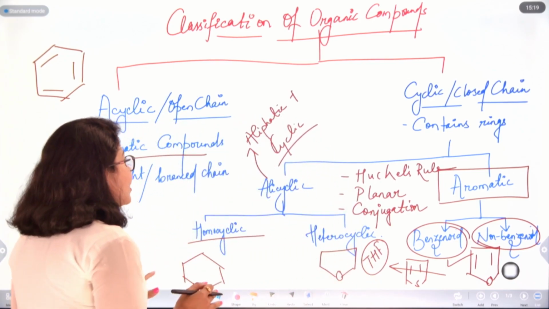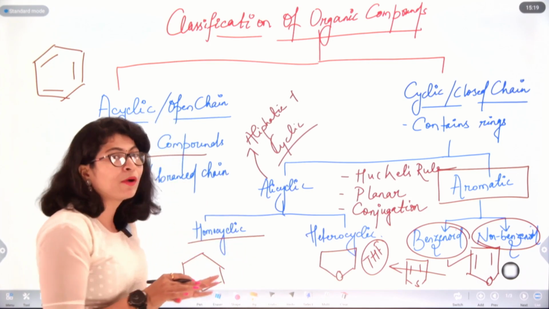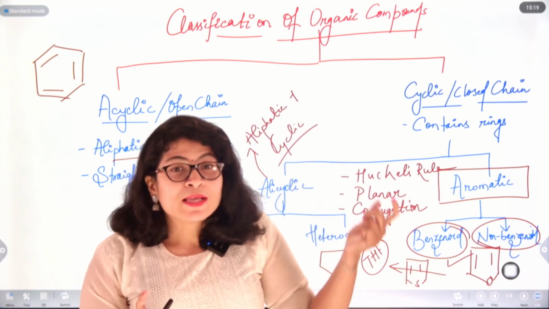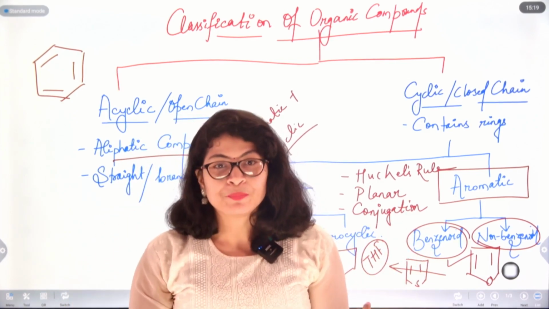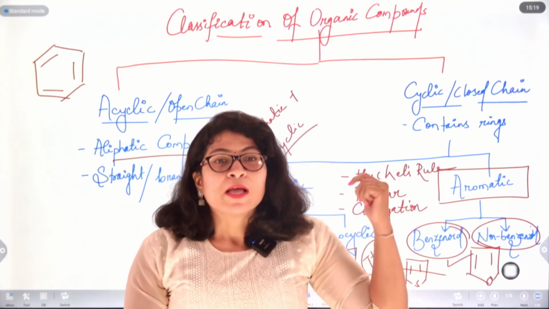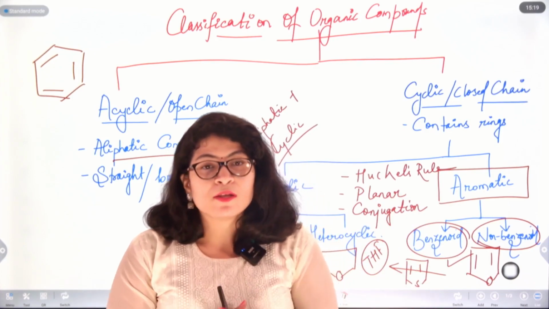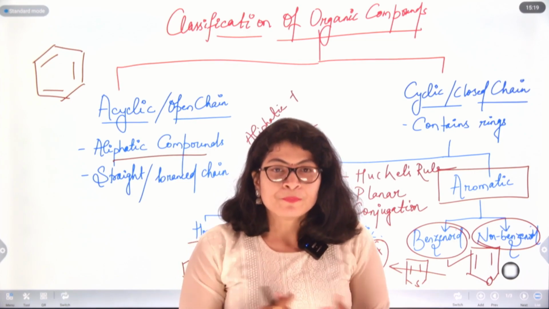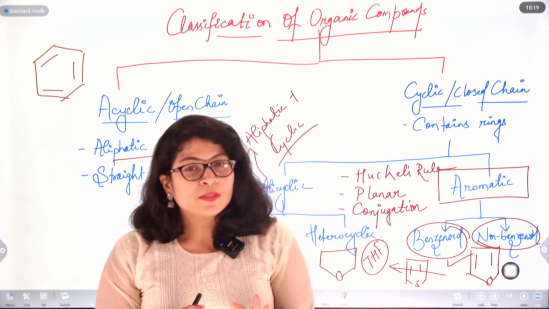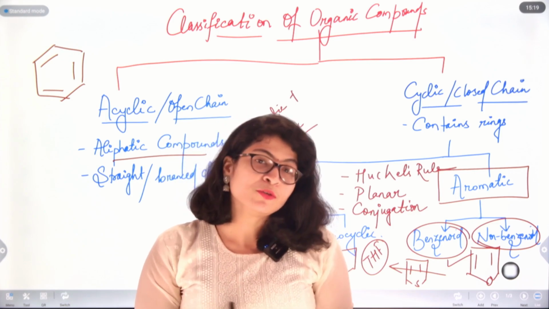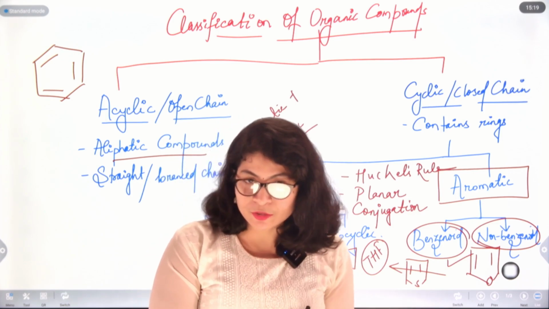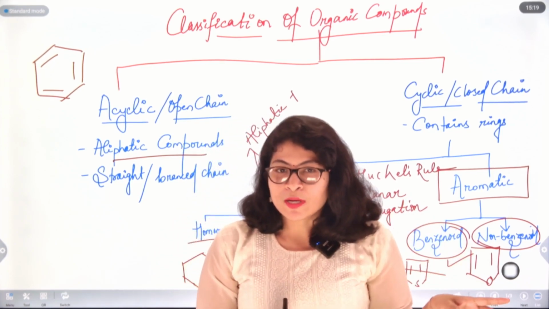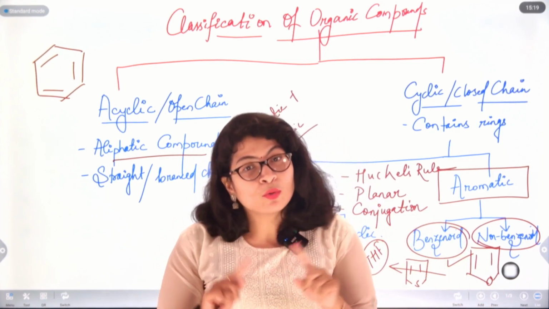So in the overall classification, if I have to classify organic compounds, I will classify them into 2 broad categories. One will be acyclic and another one will be cyclic. Acyclic means they are open chain compounds, not ring structures, they can be straight chain or branched chain. And we have dealt with their nomenclature individually in the previous lectures. If you have not seen that, you can go back to the lectures and first understand them, then come back here. Then the second broad category is cyclic or closed chain compounds.